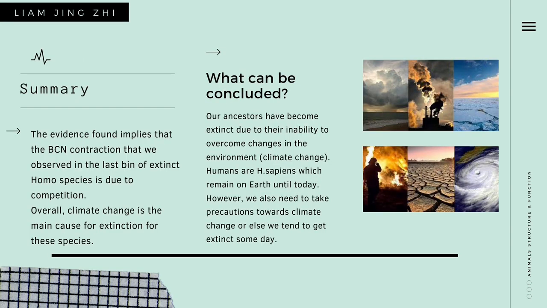The summary obtained from this study is that the evidence implies that the BCN contraction that we observe in the last bin of extinct Homo species may be due to competition, but overall, climatic change is the main cause for extinction of the species. So, our ancestors became extinct due to their inability to overcome climatic change, and humans are the Homo species which remain on Earth until today, but we also need to take precautions towards climate change, or else someday we will also become extinct.